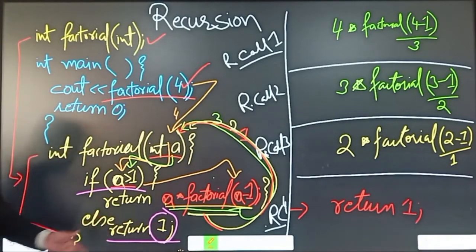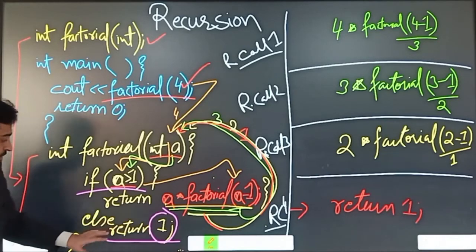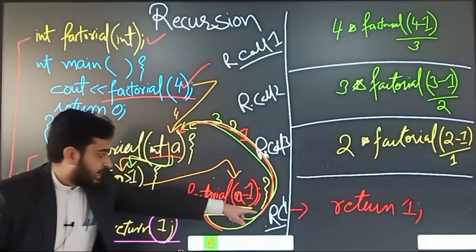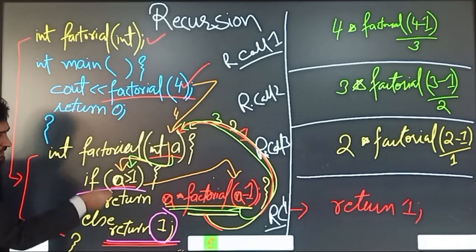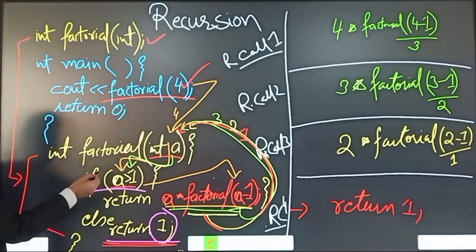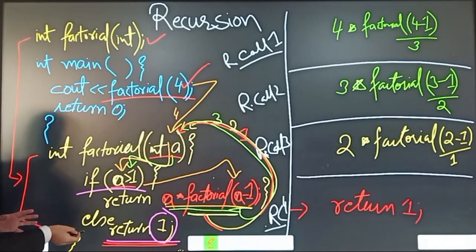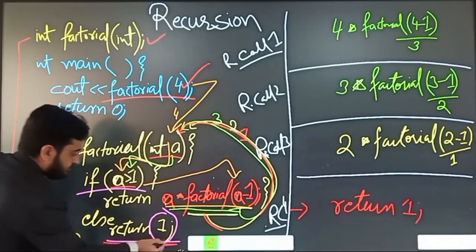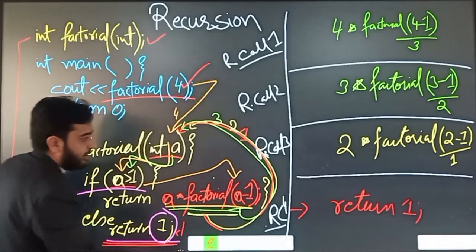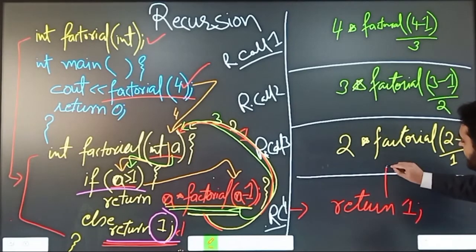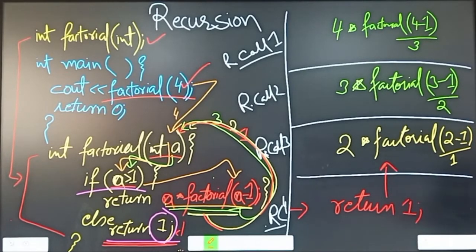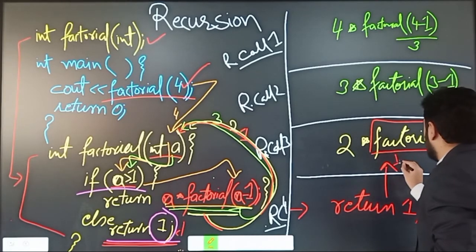This statement will be executed. So in the fourth recursive call there is no recursion more to be executed here, because we are not calling the factorial function in its body anymore. The execution will stop here, and it will return 1. This return statement will return 1 to the third recursive call. So the answer of this factorial function is 1.